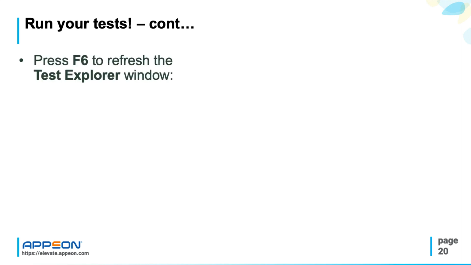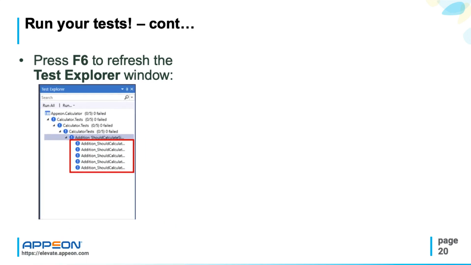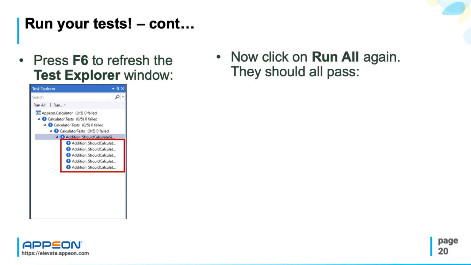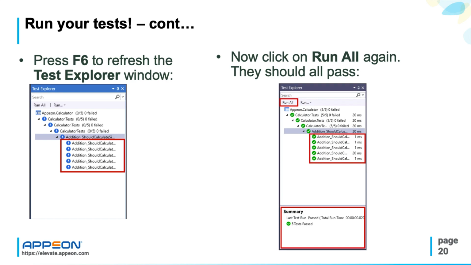If we do a build to our solution, we need to press F6. You will notice that now each one of the inline data attributes we added have become tests in our Test Explorer window. Now we can click on Run All again to run all the tests. They should all pass.